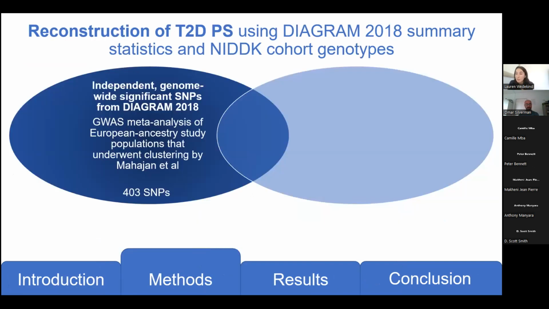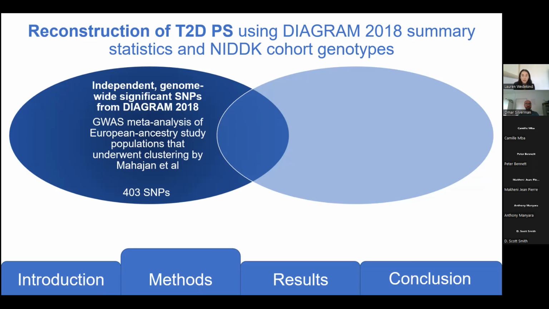So type 2 diabetes polygenic scores were used. So I had to construct them. Using a previous genome-wide association study, I took the genome-wide significant variants that were identified in a really huge study over hundreds of thousands of people, again, by one of my supervisors.